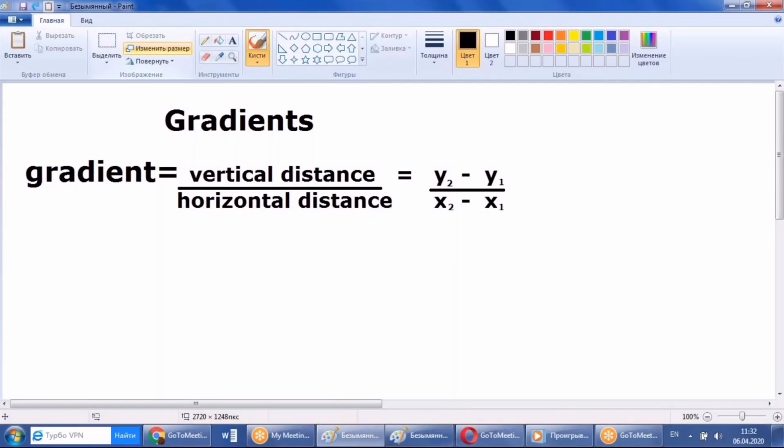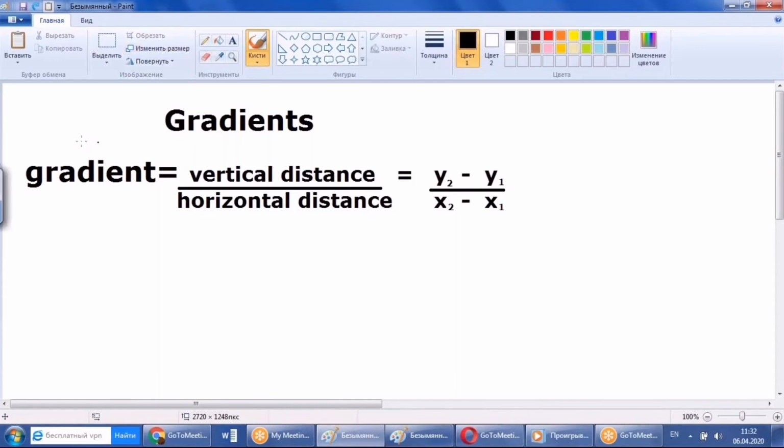Now we will talk about the gradient. What is the gradient? The gradient of a straight line is a measure of how steep it is. To find the gradient, we divide the vertical distance, y2 minus y1, by the horizontal distance, x2 minus x1. If our line slopes upwards from left to right, we have a positive gradient. If our line slopes downwards, it has a negative gradient.